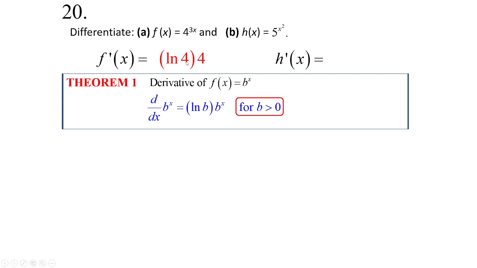I got a natural log of 4 times 4 to the 3x. And I think I got a chain rule going on there. There's a 3 right there. And this one's going to be the natural log of 5 times 5 to the x squared, and chain rule, 2x out front.